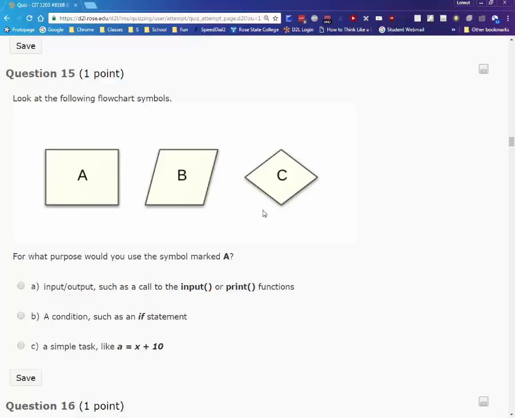The diamond is called a decision block, or a condition. So if you're going to put an if statement or a while statement in a flowchart, then you put it in a diamond. And then on this rhombus, the tilted rectangle, that is input or output. So you put your input or your print statements in that.